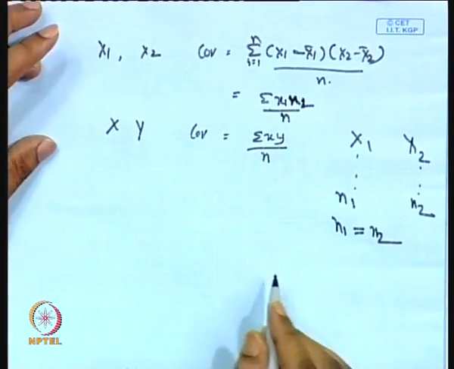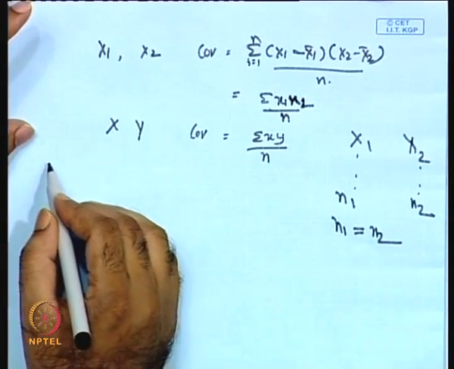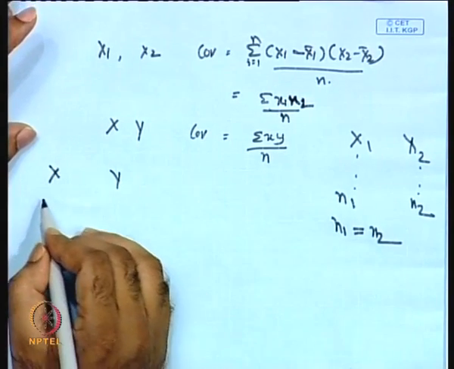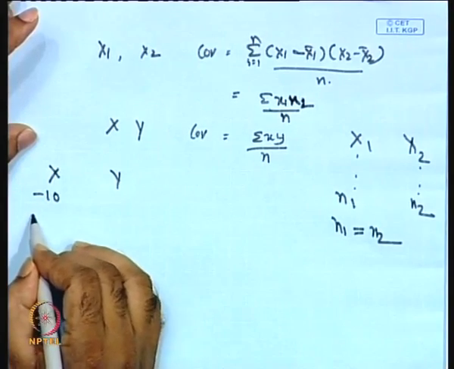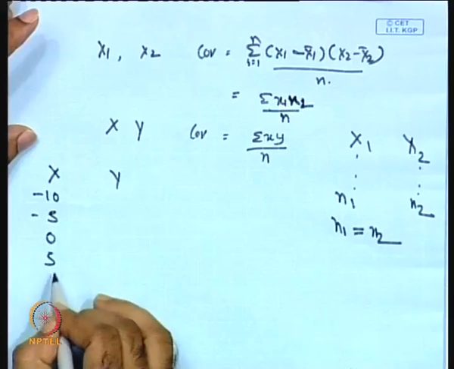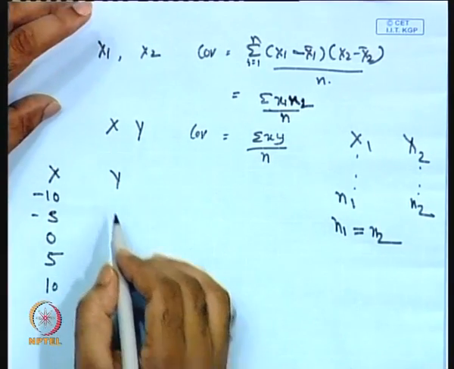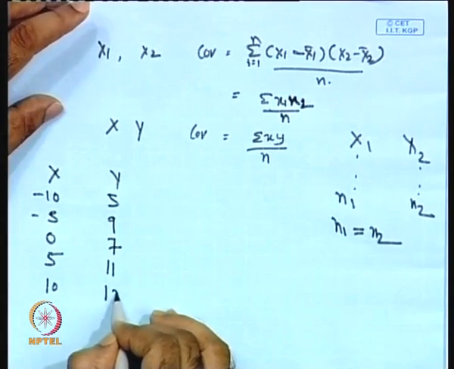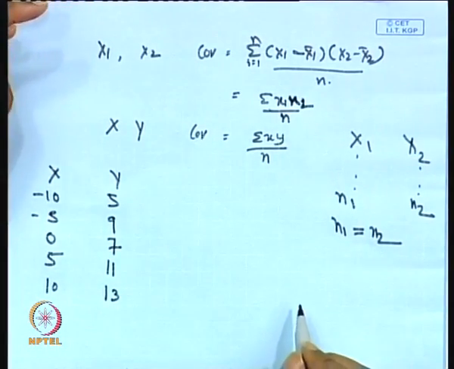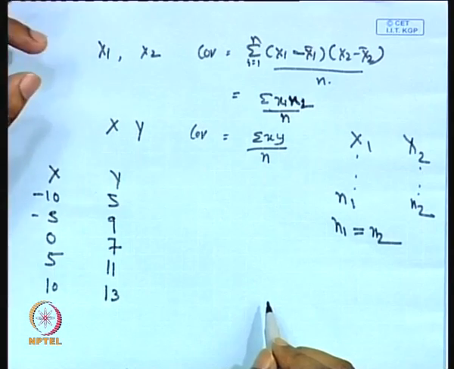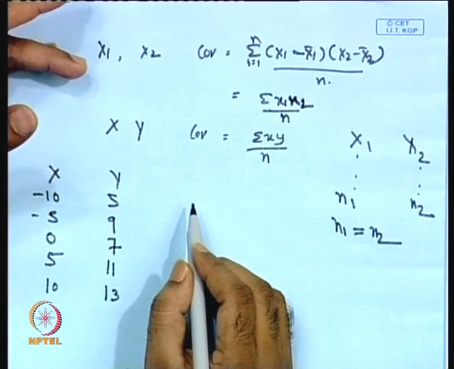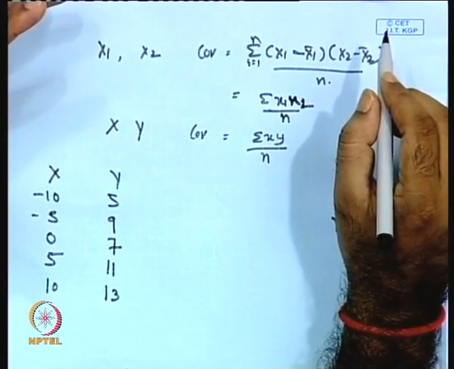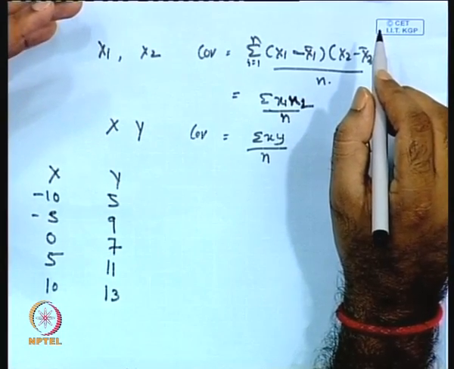To highlight all these things, you need examples. Let us take a case of two variables, x and y. Here x is minus 10, minus 5, 0, 5 and 10. And y is 5, 9, 7, 11, then 13. Now you need to calculate covariance. Covariance is simply the summation of (x minus x bar) and (y minus y bar) divided by the total number of observations.